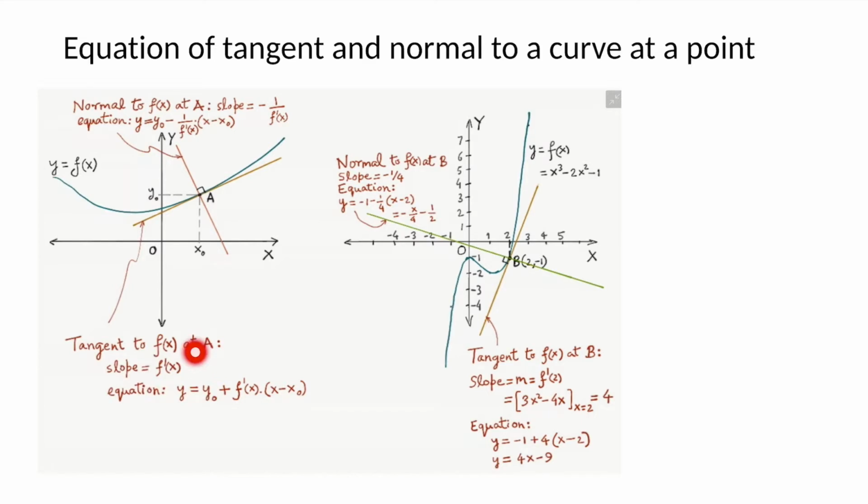Suppose you have the mathematical expression of this curve y equals f(x), you could find dy by dx from that expression, and then you find the value of that dy by dx at the specific point A, whose coordinates you know, x naught, y naught. So therefore you could find the slope of the tangent on this curve at this point A. That's the slope, f prime x here. So if you know the slope and a particular point, you could find the equation of the tangent.